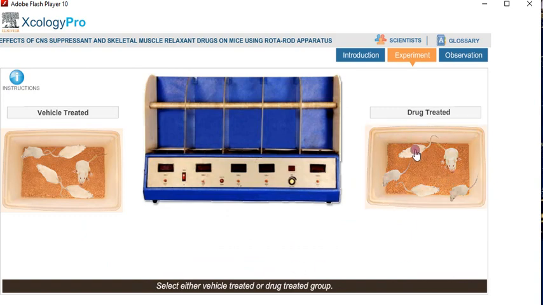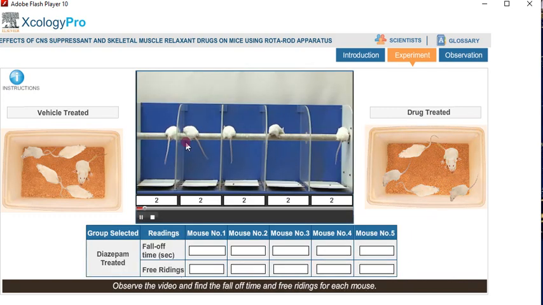So you have to select the drug treated. Now the drug treated mice is started with the rotation. You can see the mice is going to rotate, or maybe some fall down is there, so it is quicker. It is at 8 count. This fall down is there, 8. There is no free riding still.